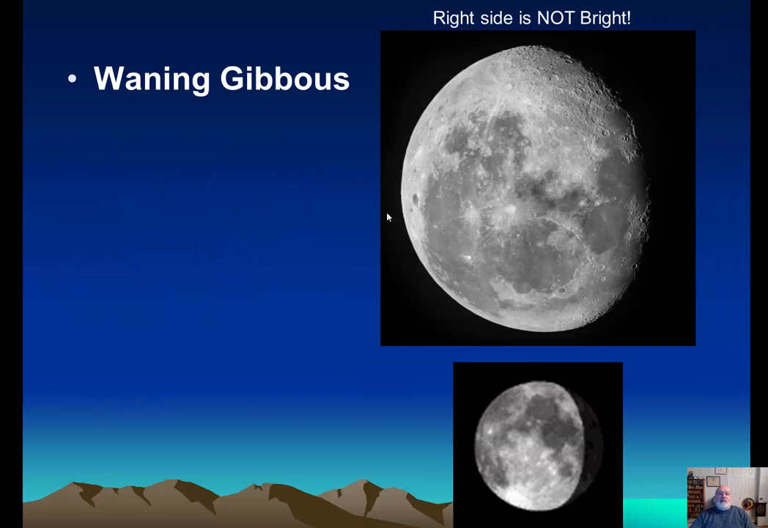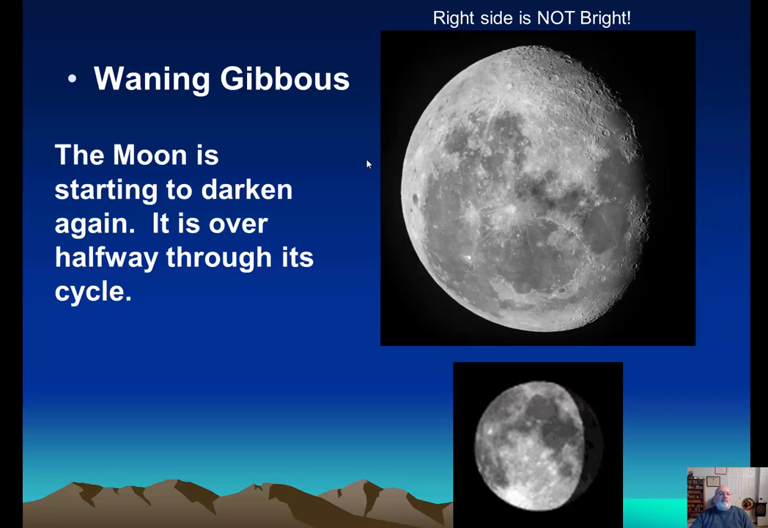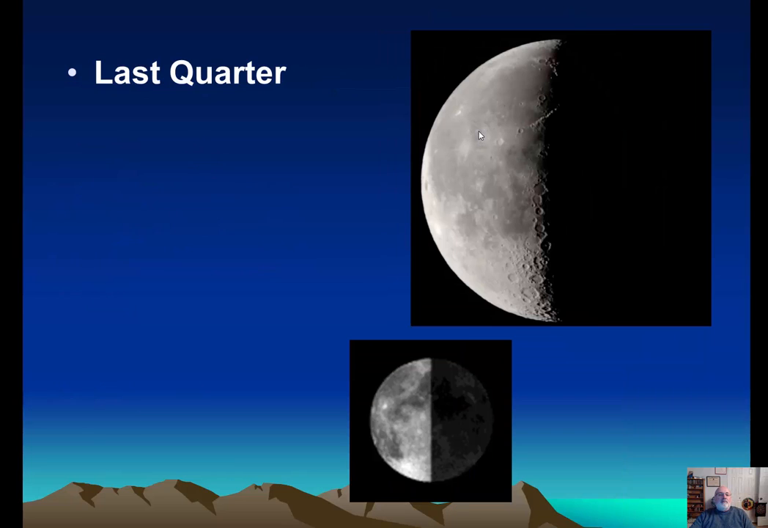Then we have the waning gibbous, and the right side is not bright. So it's the left side that's bright. That doesn't rhyme. Right side bright, meaning waxing, rhymes. This one does not rhyme. Again, beautiful denotation. This would be sort of like the crescent moon, except the crescent now is dark. Moon starts to darken again. It's over halfway through its cycle. This happens day 15 to 21.